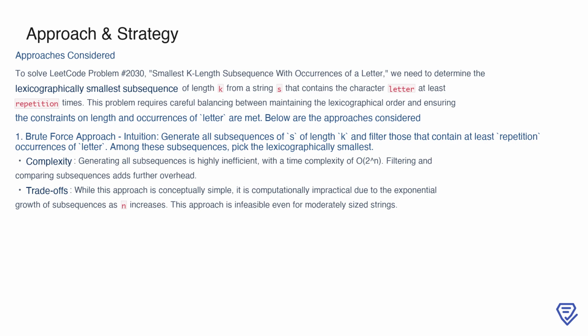The intuition here is straightforward: generate all possible subsequences of length k from the string, filter those that meet the condition of having at least repetition occurrences of letter, and then pick the smallest one based on lexicographical order. However, this approach is computationally impractical. With a time complexity of O(2^n) for generating all subsequences, the exponential growth quickly makes this method infeasible for even moderately large strings. While conceptually simple, the trade-offs in performance make it unsuitable for this problem.